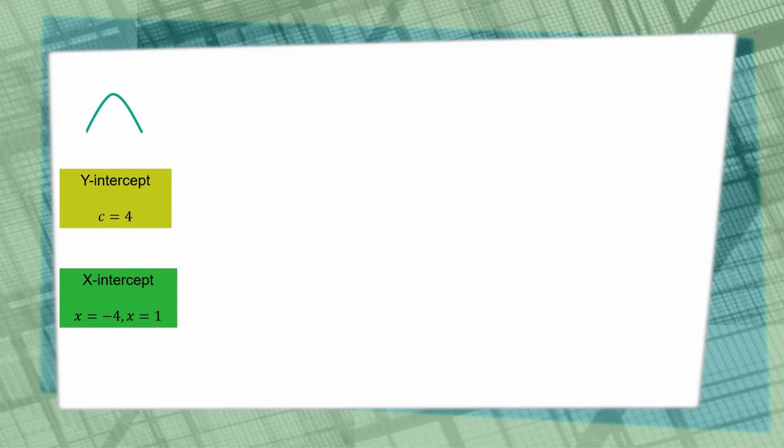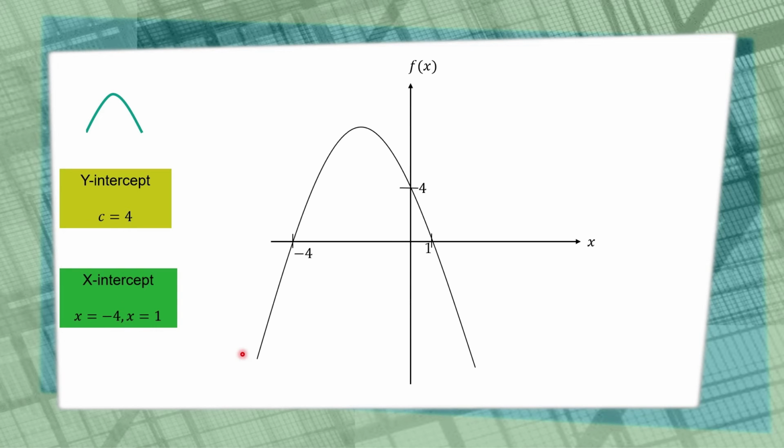So combining all the information we have just now, a sad curve, the y-intercept is 4, the x-intercepts are negative 4 and 1, and therefore we sketch a graph like this. The axis of symmetry will be between the two points, so it must be a symmetrical curve, right?